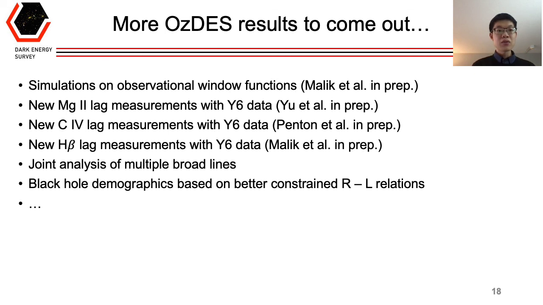In addition to the new lag measurements, we also plan to perform joint analysis of multiple broad lines to further study the broad line region structure. We also plan to calculate the single-epoch black hole mass for large samples of AGNs using our R-L relations, and study the demographics of supermassive black holes.